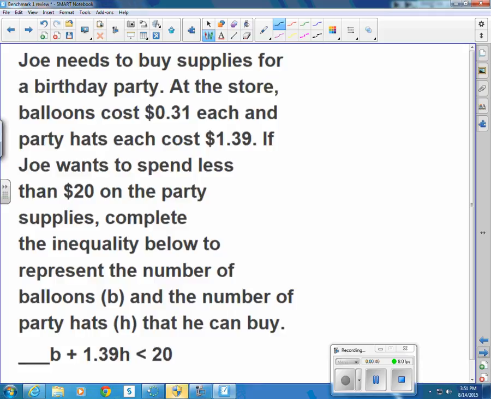Joe needs to buy supplies for a birthday party. At the store, balloons cost 31 cents each, and party hats cost $1.39. If Joe wants to spend less than $20 on the party supplies, complete the inequality below to represent the number of balloons, B, and the number of party hats, H, that he can buy. So if we have $1.39 times the number of hats, and we have something times the number of balloons, well, that one would be 31 cents, so 0.31, 0.31.